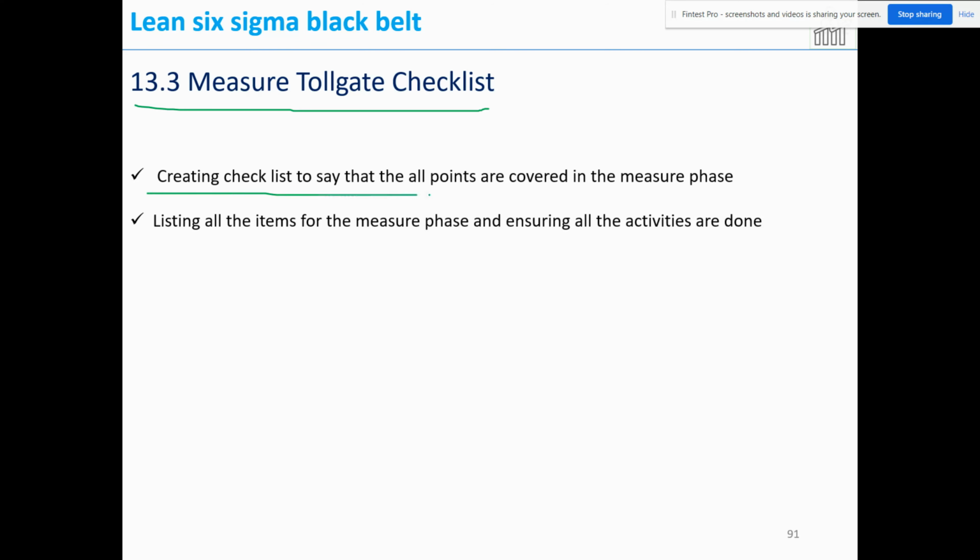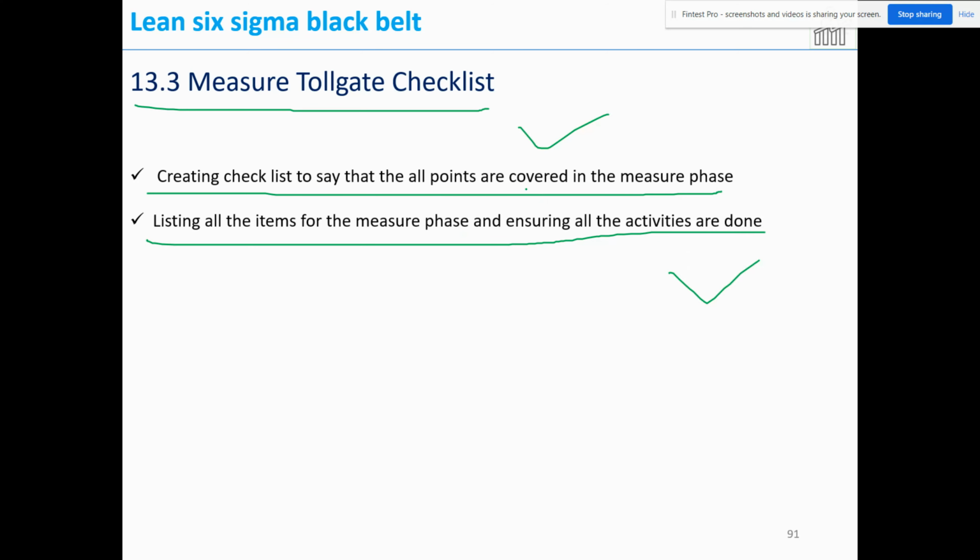Creating a checklist to say that all points are covered in the measure phase, listing all the items for the measure phase and ensuring all the activities are done. So we are going to make a checklist and say whether all the activities are done in the measure phase or not. Now let us see an example for gauge R and R in Minitab.